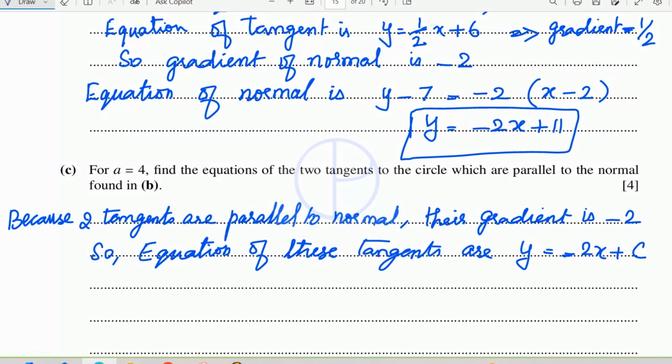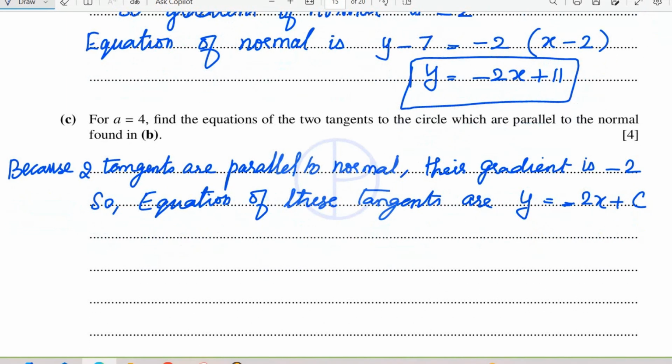Now we need to find the c value. For each tangent, the c value will be different. So this is a tangent to the circle, and we can substitute this equation in the equation of the circle. So (x minus 4), because a value is given as 4, the whole square, plus (y minus 3), where y is negative 2x plus c, so (negative 2x plus c minus 3) the whole square, equal to 20.